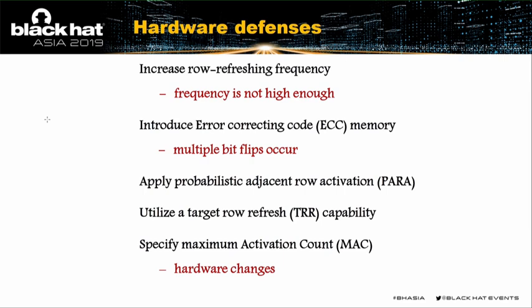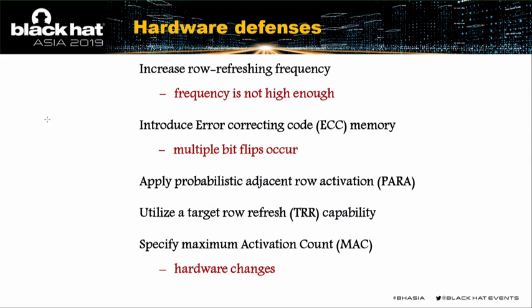The second solution is to introduce error-correcting code memory. That's called ECC. ECC is able to correct 1-bit errors and detect double-bit errors. However, the rowhammer bug can induce multiple bit flips, and this cannot be properly handled by ECC. The third one is to apply probabilistic adjacent row activation. As the name suggests, PARA means that intensive reading from a row will trigger an activation of its adjacent rows with a high probability. And this will prevent the adjacent rows from leaking charge at a much faster rate.